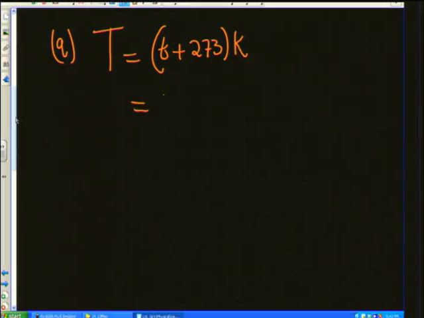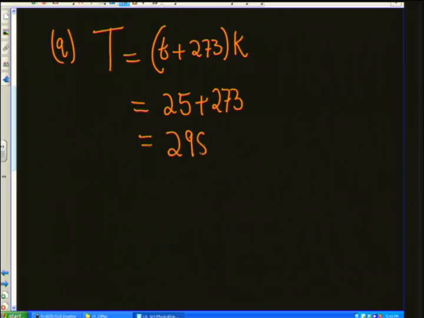So that will be equal to small letter t, 25 degrees Celsius, plus 273 as a number now. Together they give us 298 Kelvin. So that is 25 degrees Celsius in Kelvin.